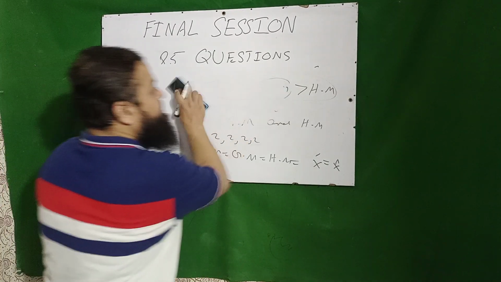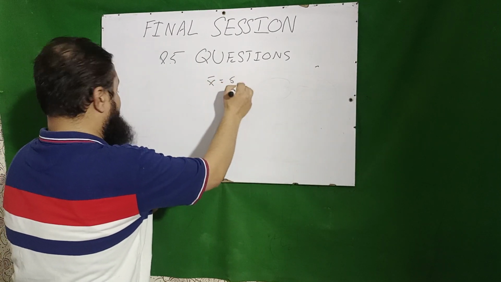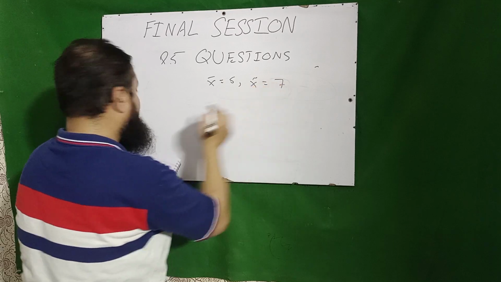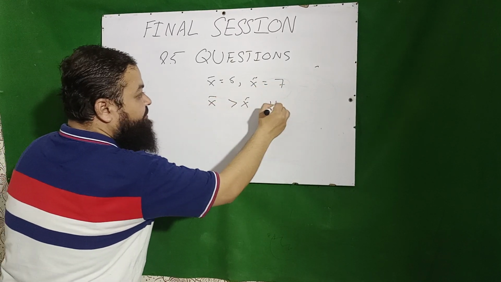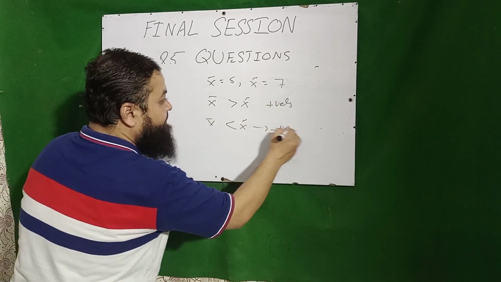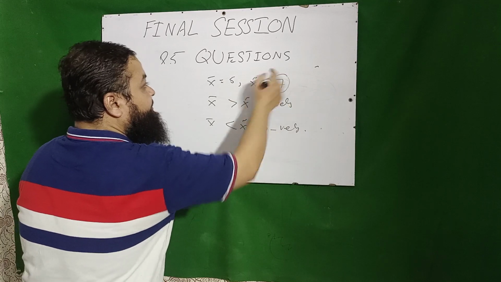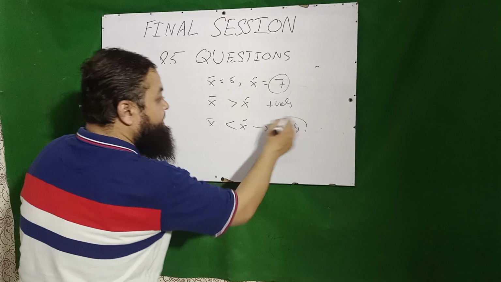The next question is very important. If the mean is given as 5 and the median is given as 7: dear students, whenever the mean is greater than the median, we have positively skewed data. Whenever the mean is less than the median, we have negatively skewed data. In this question, 7 is more than 5, the median is more than the mean, so negatively skewed will be the correct option.